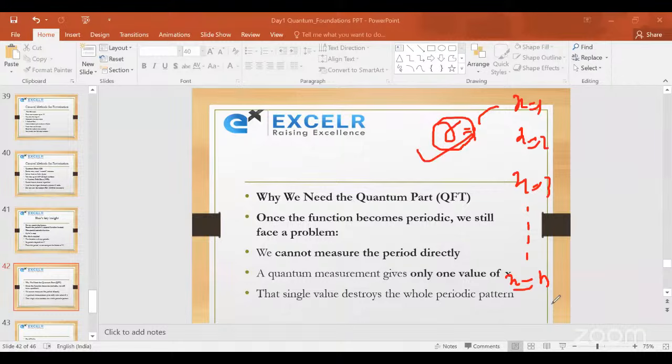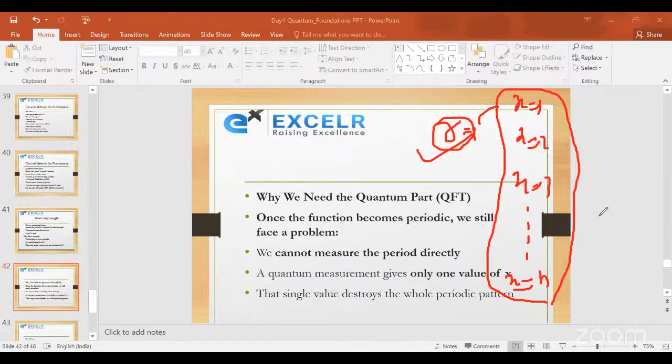This is the same thing we were discussing yesterday in the Deutsch-Jozsa algorithm. Classically this is hit and trial. When solving this problem classically, we have to put x equal to 1, see the result, x equal to 2, see the result, x equal to 3, see the result, until the periodicity comes.